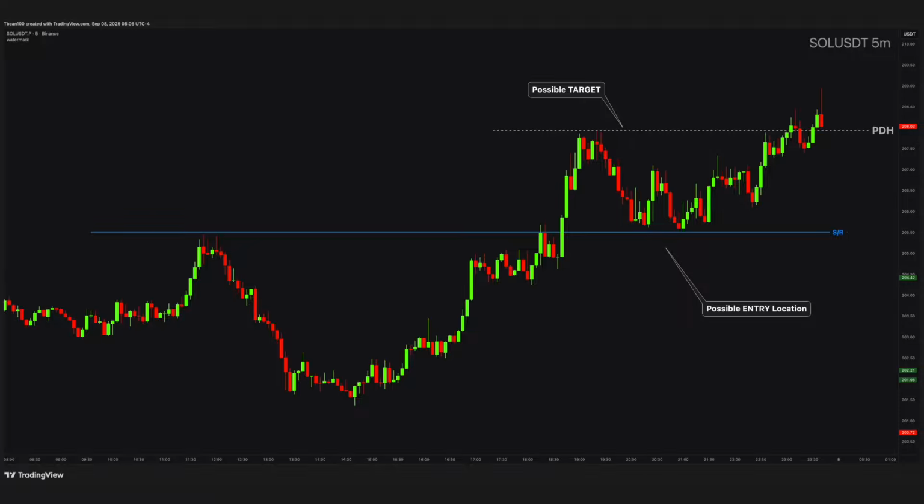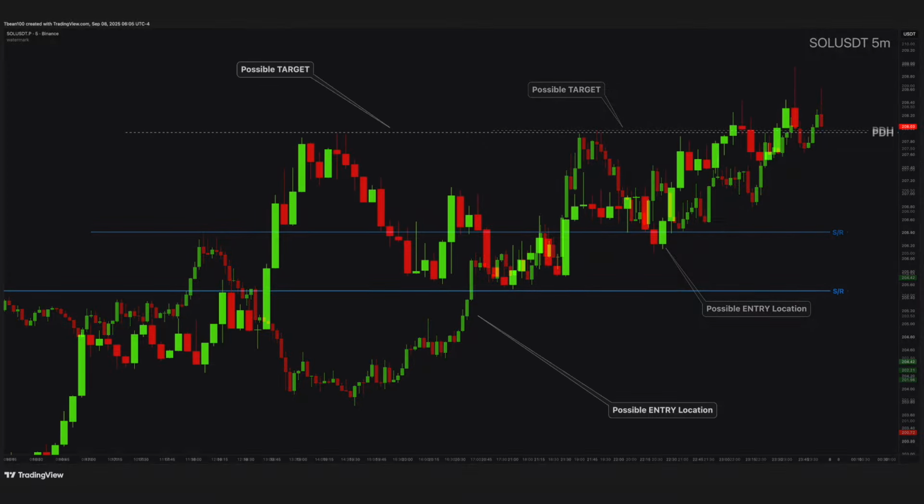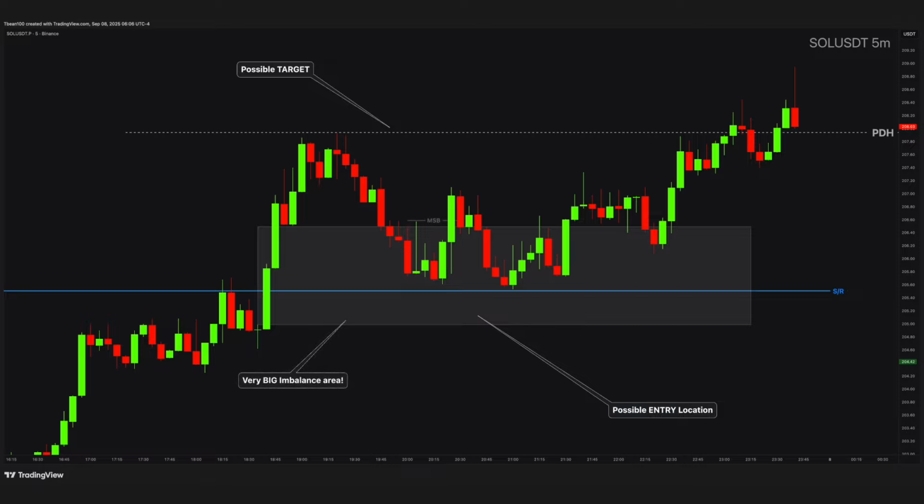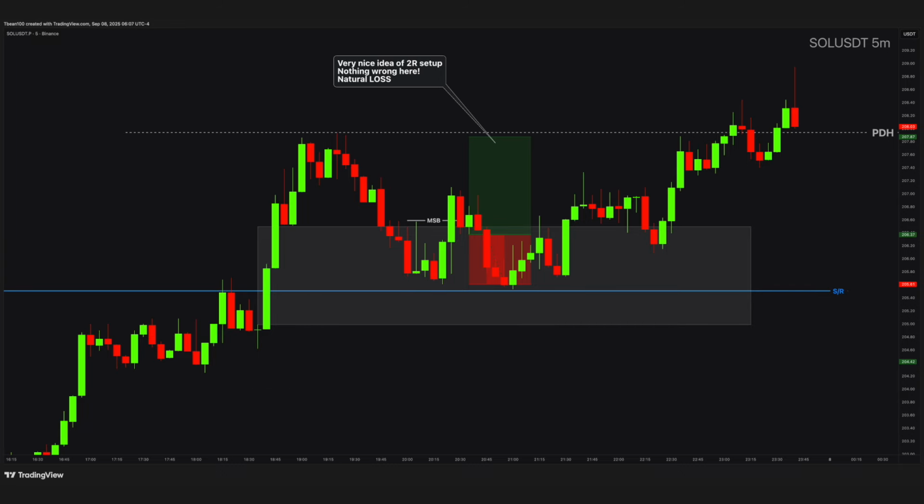Now, let's zoom into the area a bit closer. Here we notice a very large imbalance sitting right inside our entry zone. And we can also see the very first signs of a possible market structure break starting to happen. As a normal trader, you would probably recognize this opportunity and decide to take the trade. That's perfectly fine. It is a valid setup and there is nothing wrong with this. This is just a very natural trade with the possibility of a very natural loss.